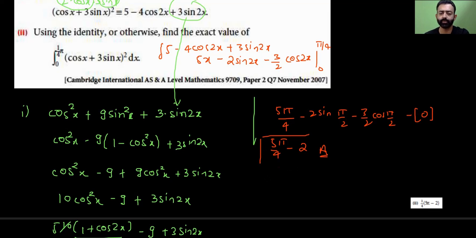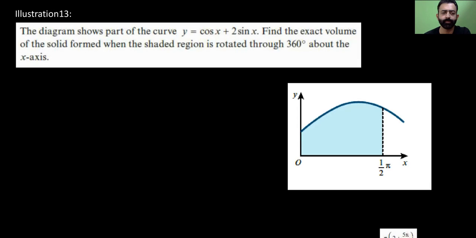Okay. Next. The diagram shows the part of the curve y equal to cos x plus 2 sin x. Find the exact volume of the solid formed when the shaded region is rotated through 360 degrees about the x-axis. This shaded region, when it is rotated about the x-axis, a volume will be generated. Then what will be the value of this volume?